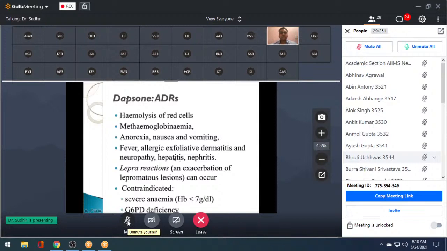If there is hepatitis, then you have to stop the dapsone for a few days and see whether it is the causative agent. Then accordingly, you have to switch over to other second line drugs. If it is causing nephritis, then also you have to stop the drugs. See its monitoring. It can cause lepra reactions and exacerbations of lepromatous lesions, and we'll come across the lepra reactions later on.